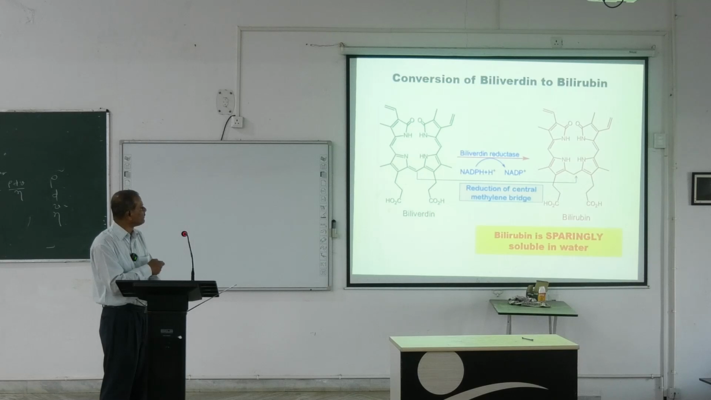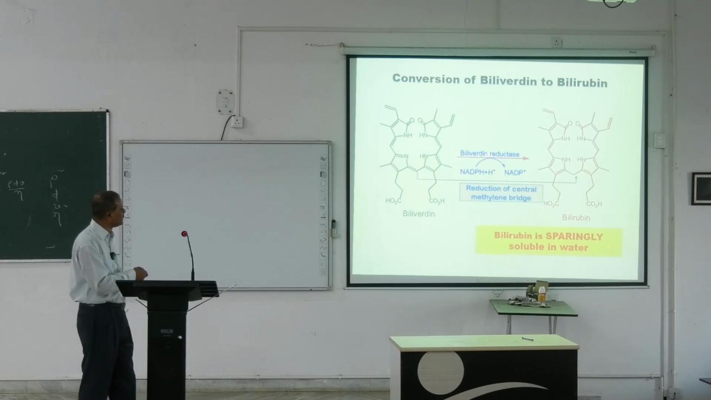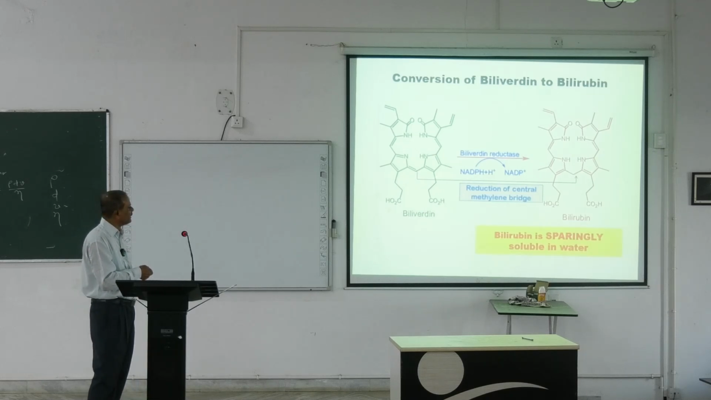The conversion of bilirubin, this part also you know, this all you have written. Only look, note down here, what does bilirubin reductase do? This is basically the reduction of the methenyl bridge here. You see it's a double bond here and that is getting a single bond. That is a reduction.